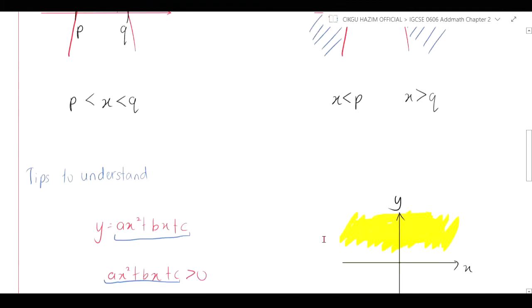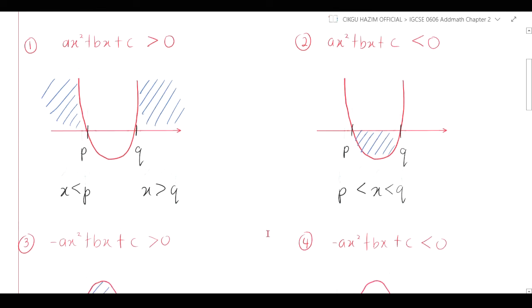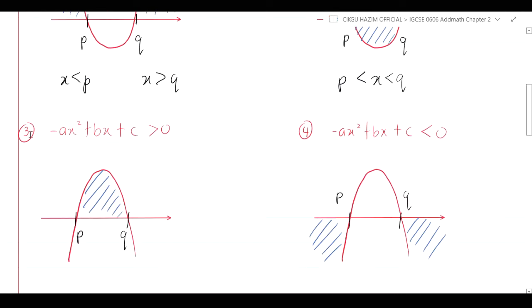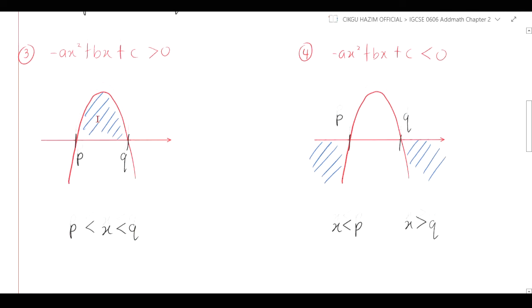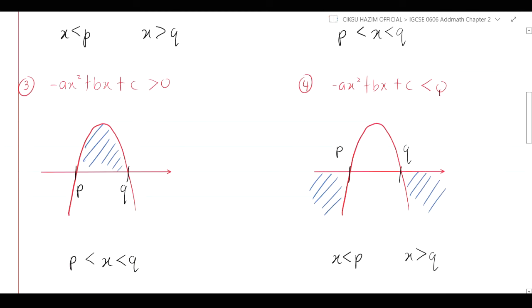When you already understand that, let's proceed with the third case: if the graph is not smiling, it's a sad face, with negative ax squared plus bx plus c, but more than 0. You just need to remember where the region is: it's still on top of the x-axis, but between p and q. So the format of your answer is x more than p and x less than q. And if it's a sad face and less than 0, the region must be under the x-axis. This is the condition that you need to memorize. The answer is x less than p and x more than q.